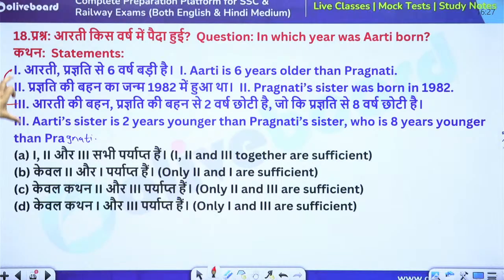Okay, but does that give us what is the age, what is the year of Aarti? No. So 1 and 3 alone are not sufficient. What about 2 and 3? 2 and 3. Pragnati's sister is born in 1982.